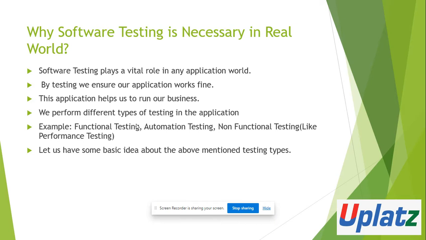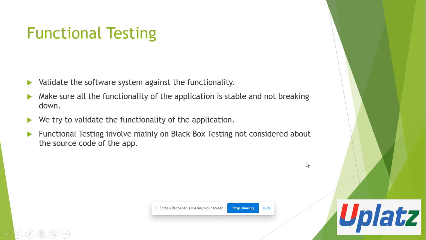So we make sure our application does not have buggy code or any such issue. I'll explain each and every component of functional testing also, the basics. I'll not go in depth, but I'll make sure you understand functional testing. You might see that we perform different types of testing on an application. For example, functional testing, automation testing, non-functional testing, and many more. Let us have some basic idea about the above mentioned testing types. So let's see what is functional testing.